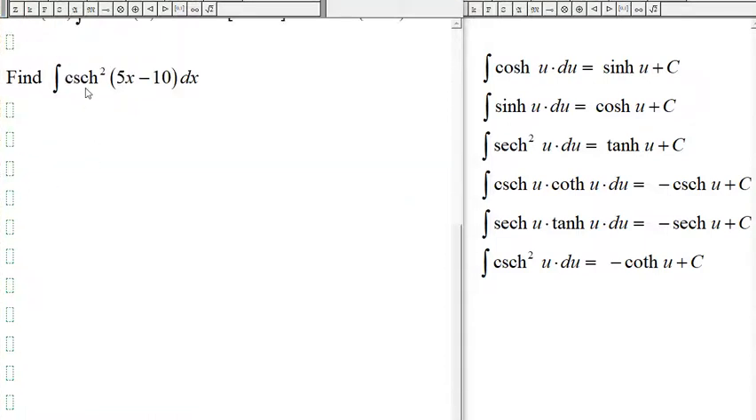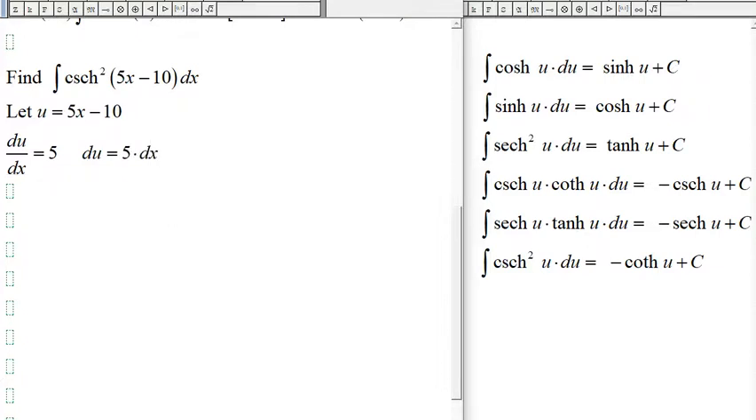Here we have the integral of hyperbolic cosecant squared of 5x minus 10, and we want to find this indefinite integral. We have the formula that the integral of hyperbolic cosecant squared is negative hyperbolic cotangent. So again, here we will use the substitution method, so we'll let u be 5x minus 10. So du/dx is 5. The derivative of 5x is 5, the derivative of 10 is 0, and so we just get 5. And so this means du is equal to 5 times dx, and then multiply both sides by 1/5. And we get dx.